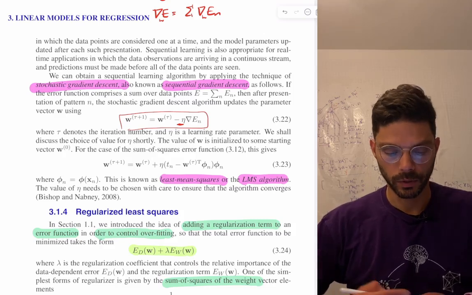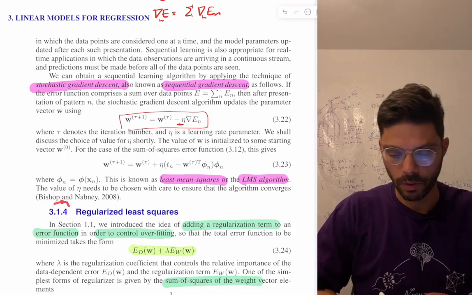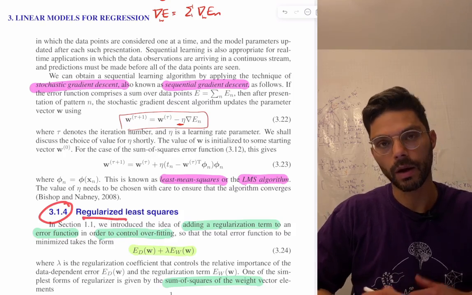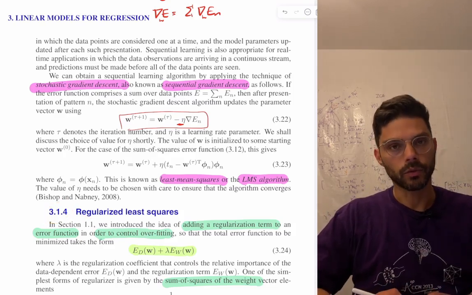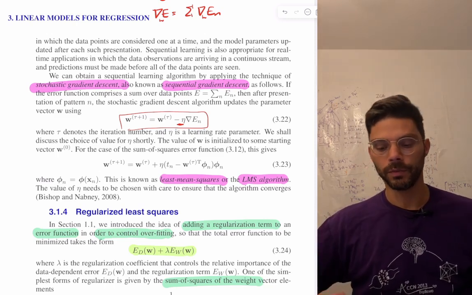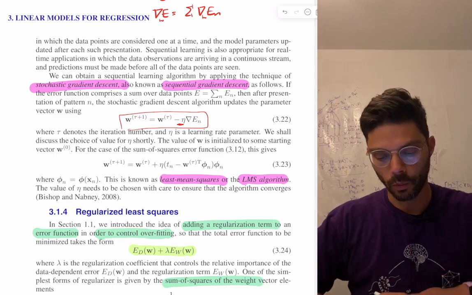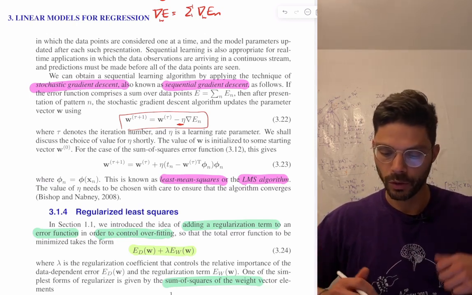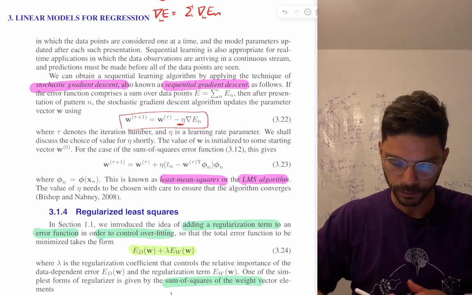Okay, folks, here we are in section 3.14, talking about the very useful topic of regularized least squares. Regularization is going to allow us to exert some control over the weights that we learn when we're doing least squares regression. So let's get into it.